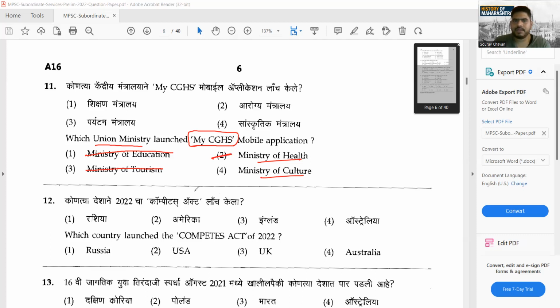Okay, just use your brain in this particular sense and you will score in your examination. Okay, this is the only thing that you need to do.